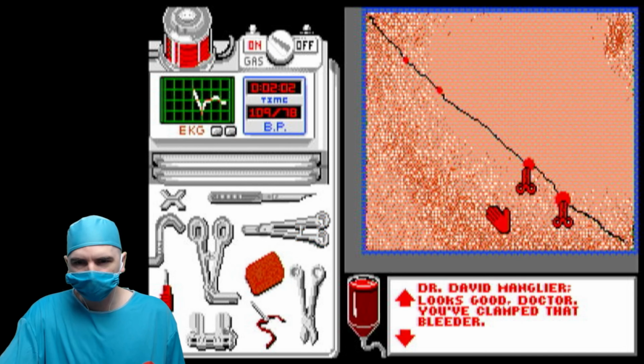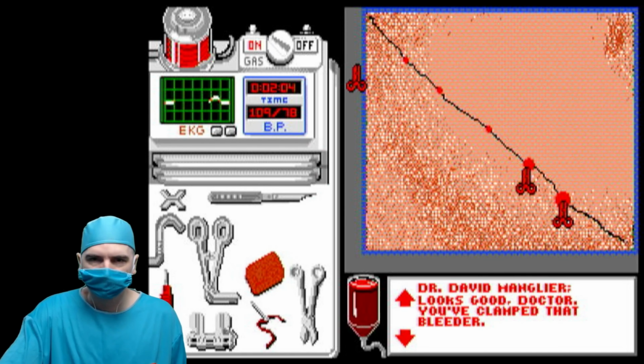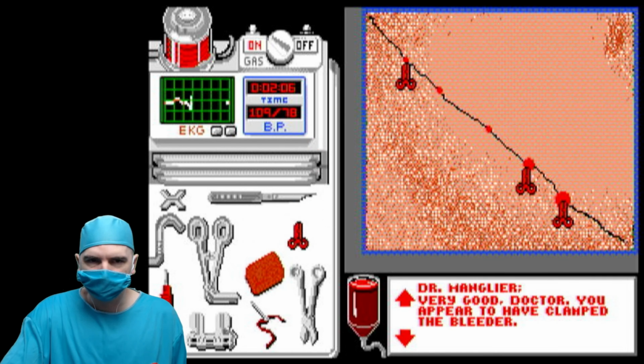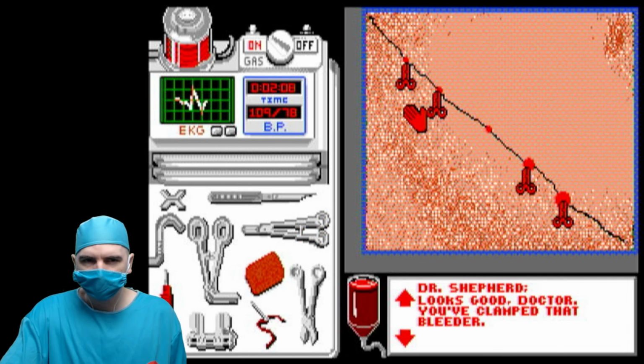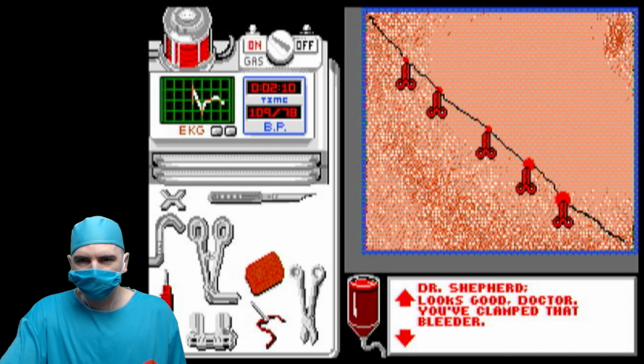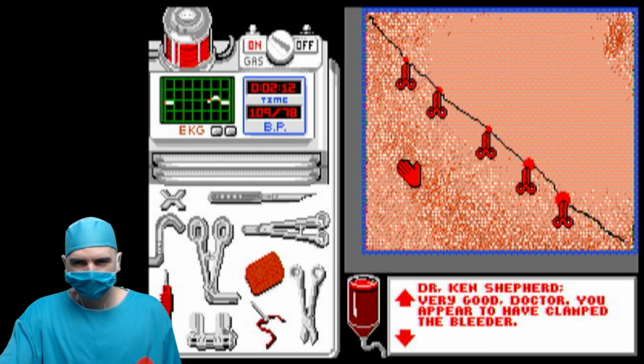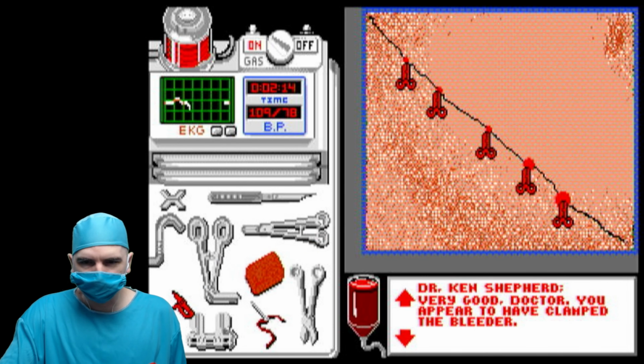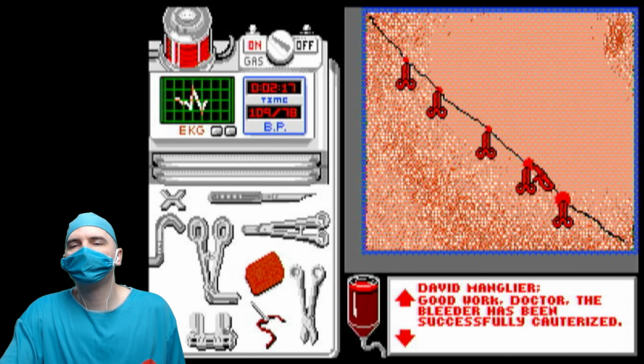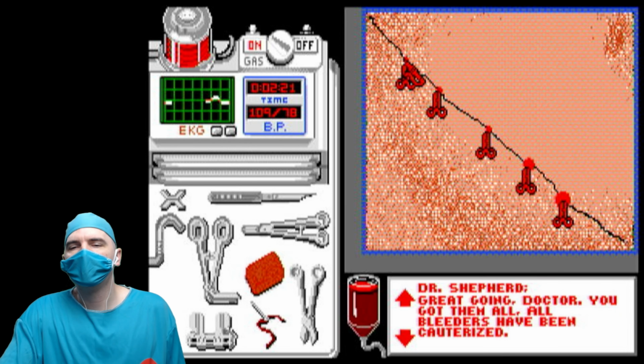Looks good, doctor. You've clamped that bleeder. Thank you. We must stop these bleeders. Looks good, doctor. You've clamped that bleeder. So of course we must keep track of the heart rate. Very good, doctor. You appear to have clamped the bleeder. So now we use the cauterizer. Good work, doctor. The bleeder has been successfully cauterized.